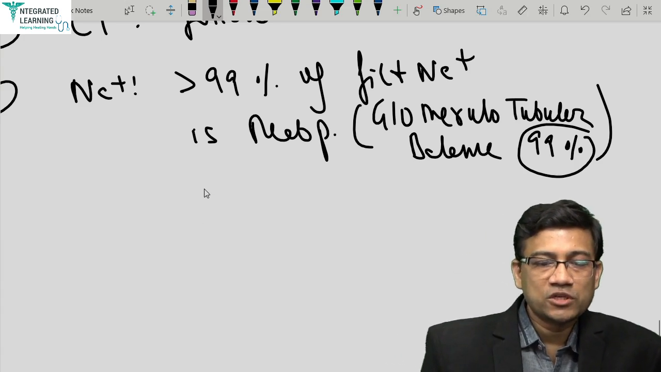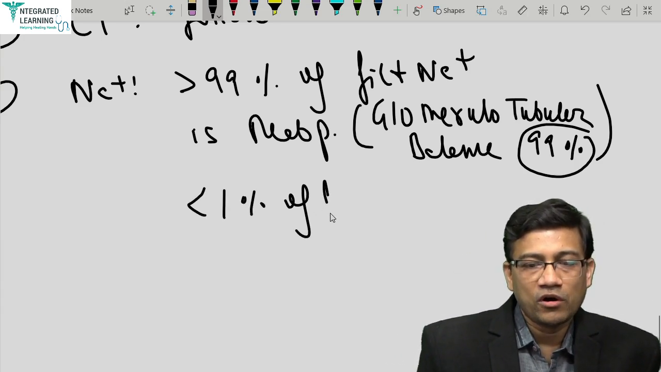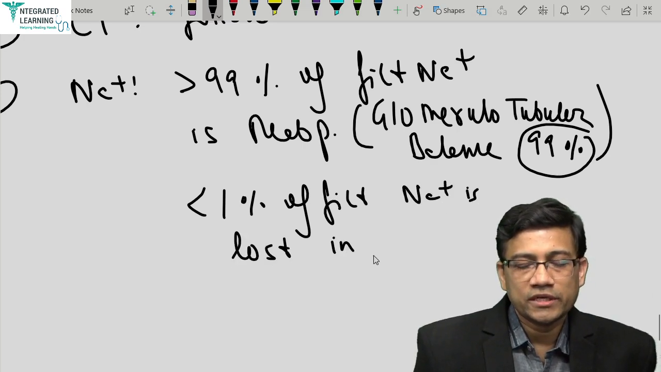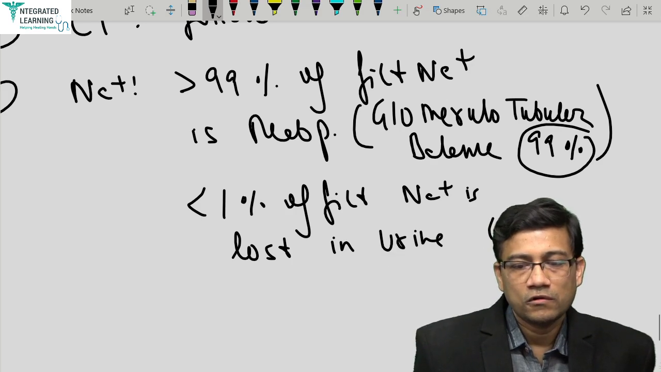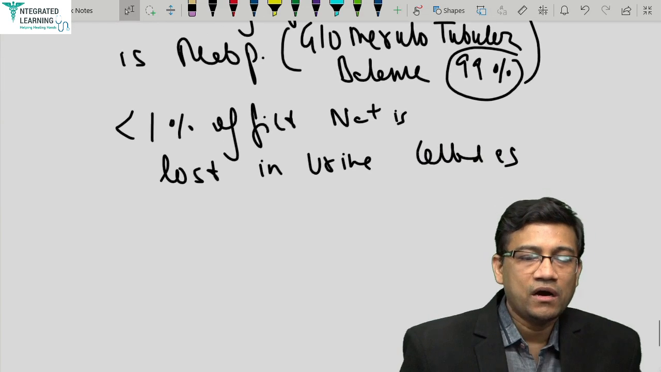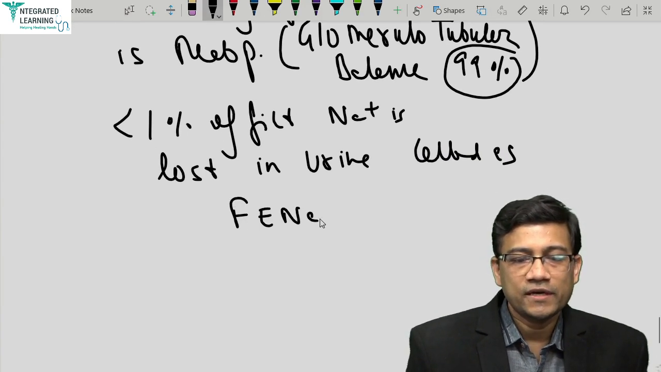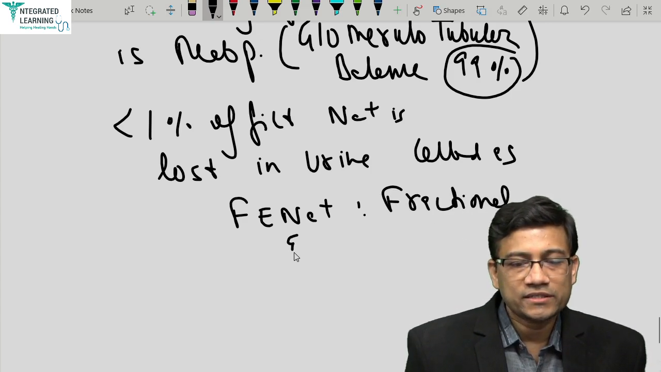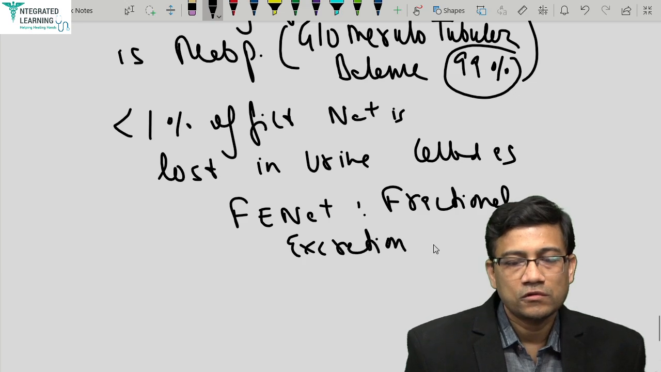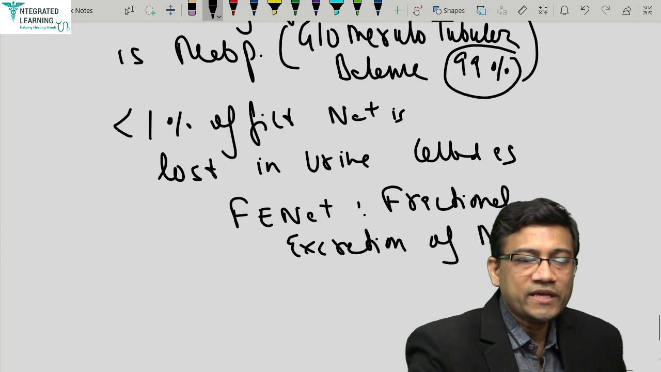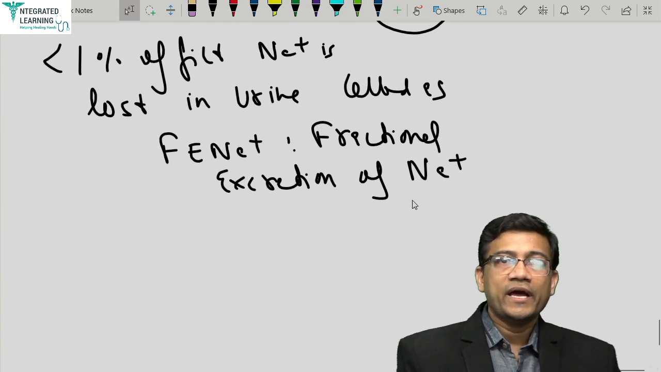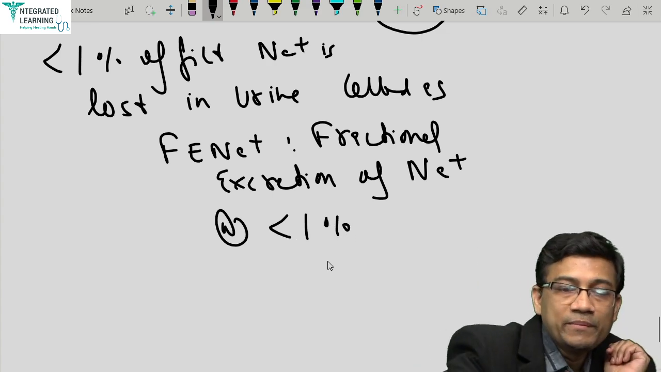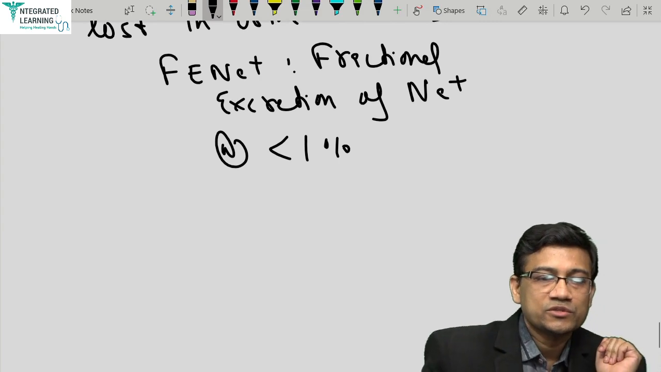Okay. How much is lost? Less than 1% of filtered sodium is lost in urine, called FeNa, the fractional excretion of sodium. So what is FeNa? It is fractional excretion of sodium. Normal value is less than 1%. With tubular damage you can't reabsorb, so it will be changed.